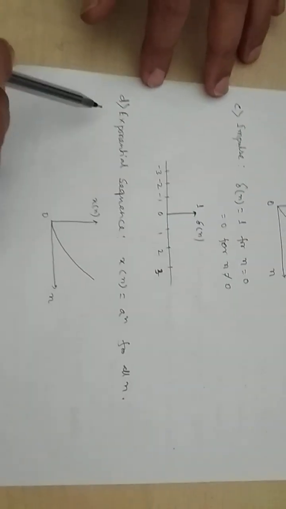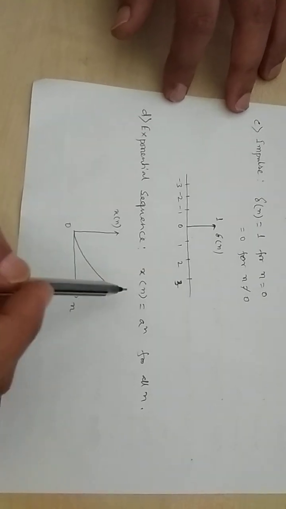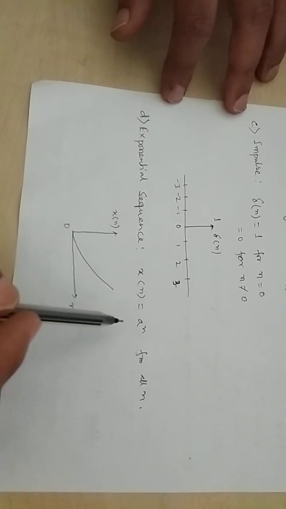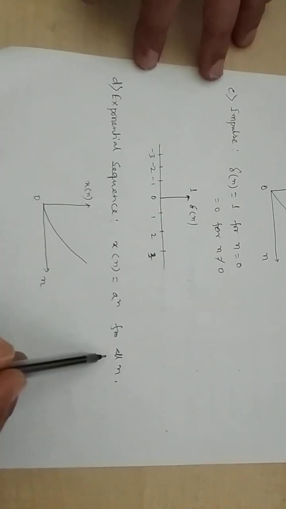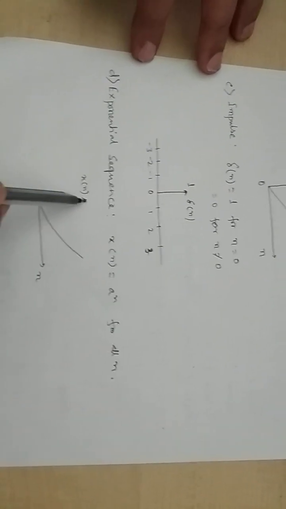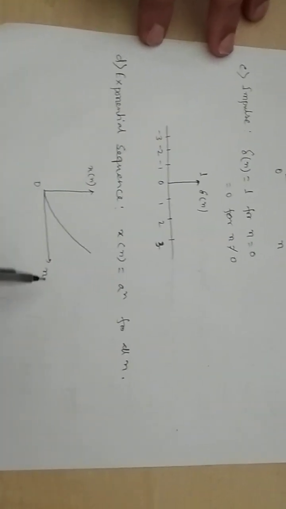And the fourth one is exponential sequence. Exponential sequence x of n equal to a to the power n for all n. And this is the corresponding diagram for exponential signal.